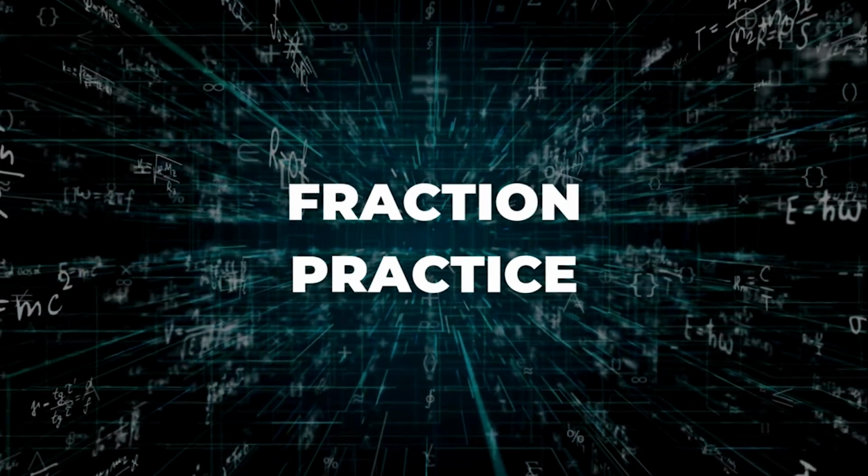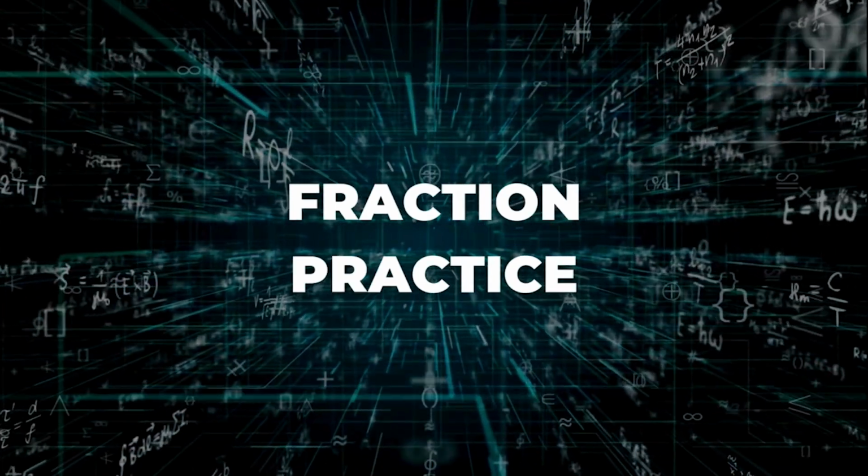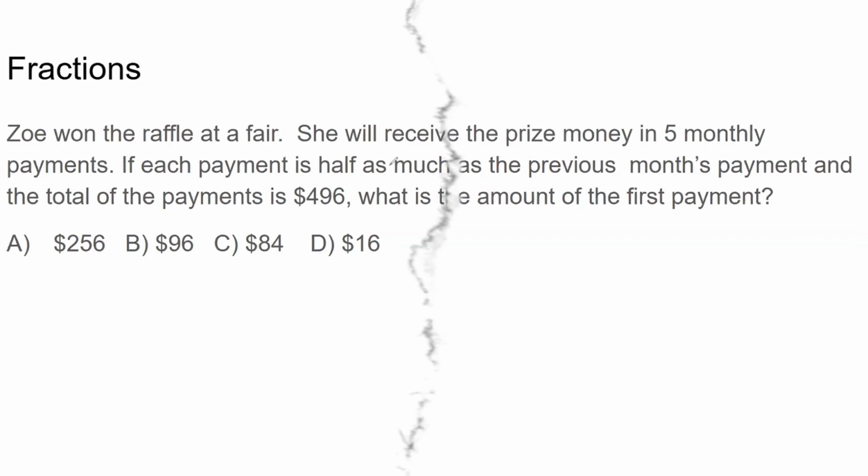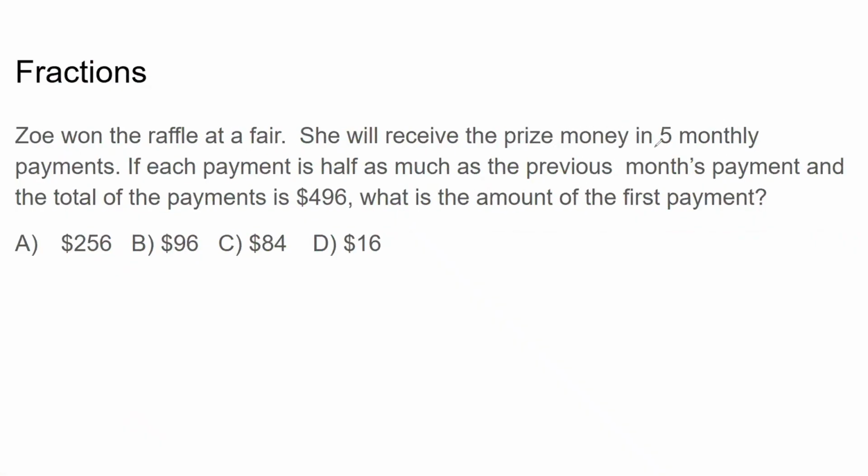All right, this problem deals with fractions, but I'm going to show you an easier way to do it. But I'm going to show you the harder way at first so you understand the math behind it. Zoe won a raffle. She will receive the prize money in 5 monthly payments. If each payment is half as much as the previous month's and the total is 496, what is the amount of the first payment? So I could set up an algebra equation.